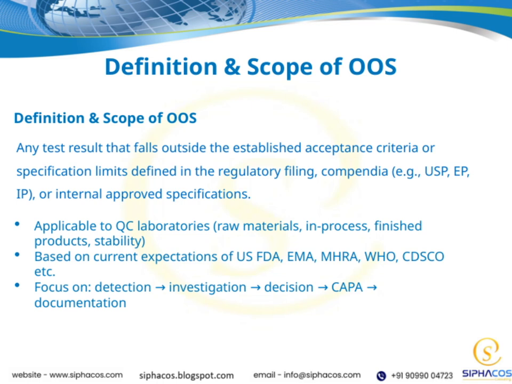Now, the core concept here is the OOS, or out-of-specification. Essentially, an OOS result is any test outcome that falls outside the established acceptance criteria or limits. These limits are defined in various places, such as the regulatory filings, pharmacopoeias like USP, EP, or IP, or our internal approved specifications. Understanding what constitutes an OOS is fundamental because it triggers the entire investigation process and ensures we maintain product quality and compliance.